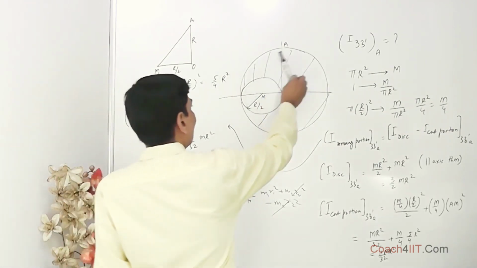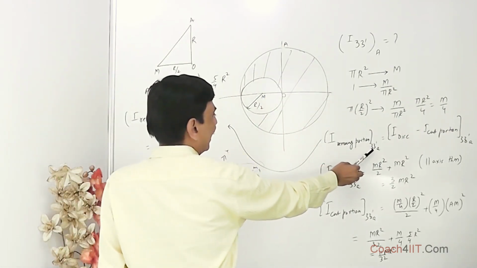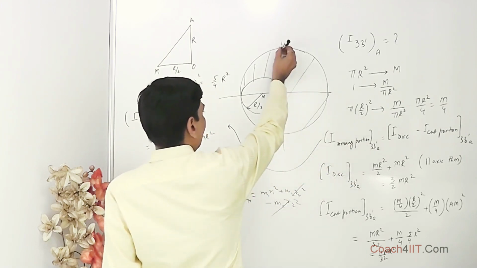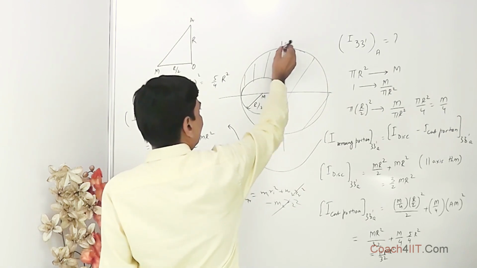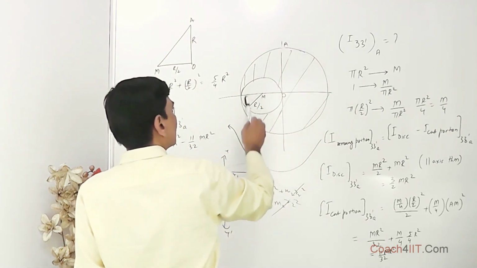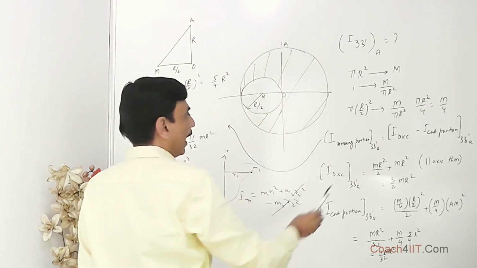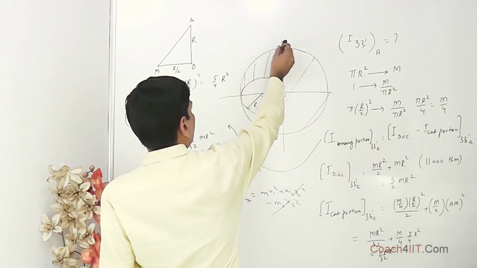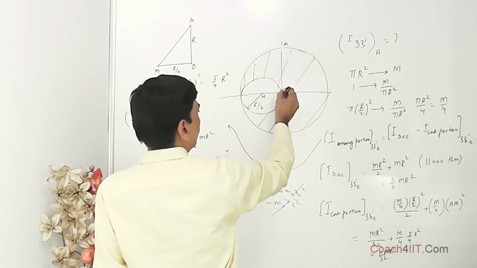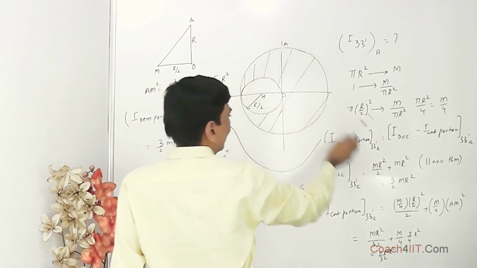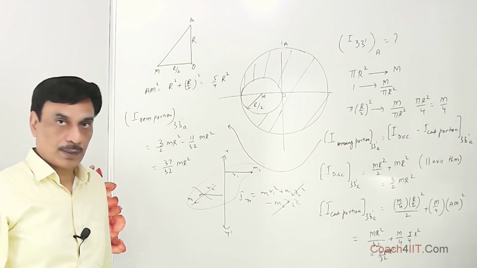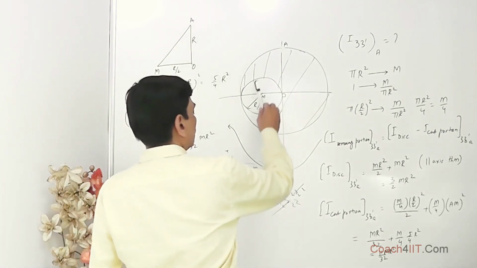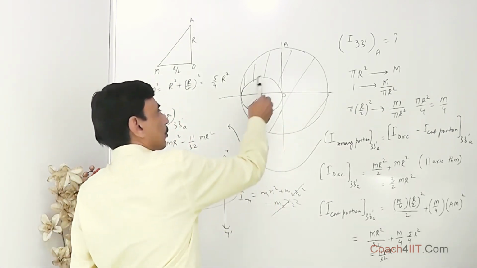Now we say I of the remaining portion, about the zz dash axis passing through A, is what? That is I of the whole disk about this axis minus I of this disk about this axis. I of the whole disk about this axis is m r square by 2 plus m r square. That is, we have used the parallel axis theorem, and it comes out to be 3 by 2 m r square. Simple. Now we find the moment of inertia of this cut portion.